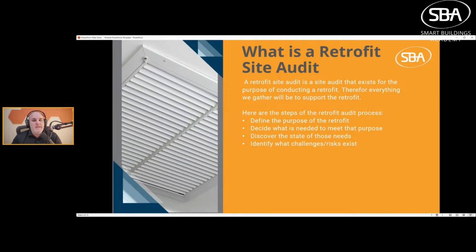This is taking the as-is framework and turning it into a to-be framework. And I already see our first spelling error. Therefore, everything we will gather will be to support the retrofit, right? So here are the steps of the retrofit audit process. We're going to define the purpose of the retrofit. I'm going to take you through a framework on how to do that. We're going to decide what is needed to meet that purpose. We're going to discover the state of those needs, and we're going to identify what challenges and risks exist.